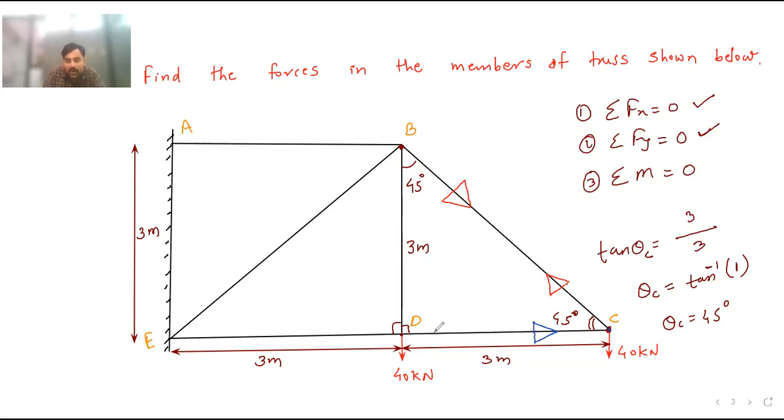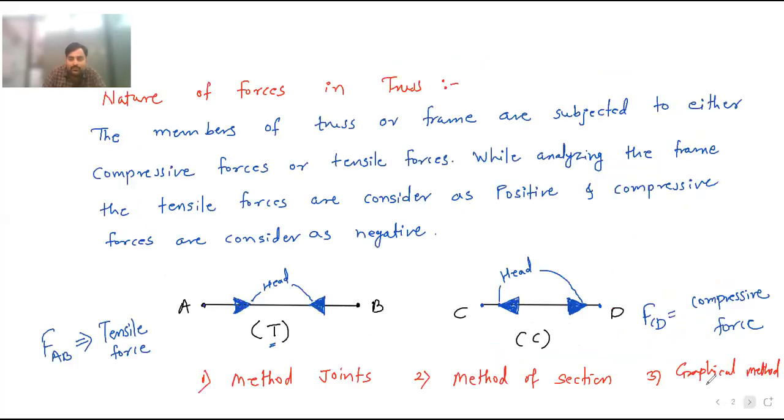And with respect to joint D, again, the arrow must be towards the joint. So the arrow will be like this. This is the direction of the arrow. So this indicates that FCD is compressive. Okay, now we have solved this joint.